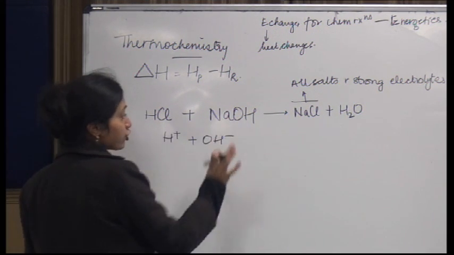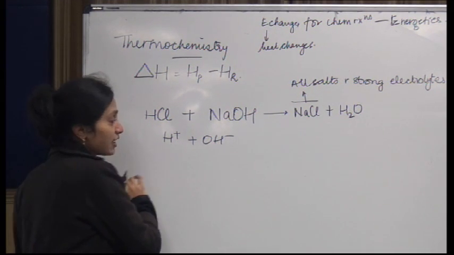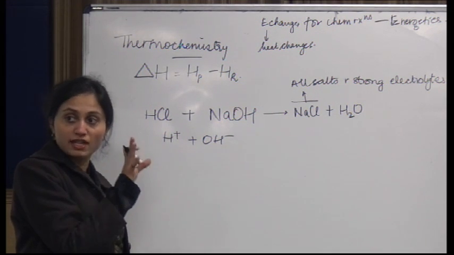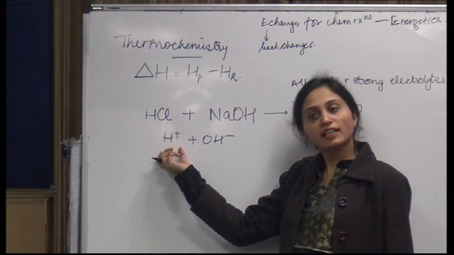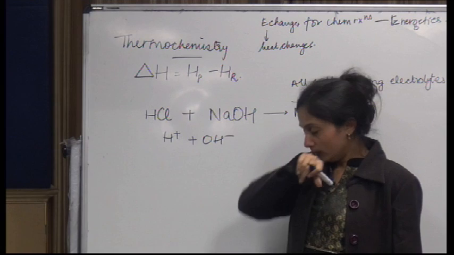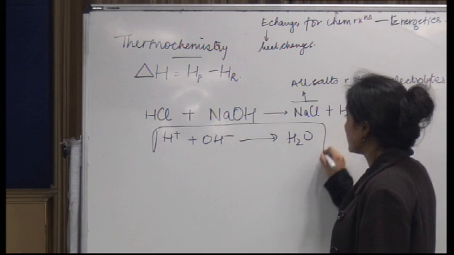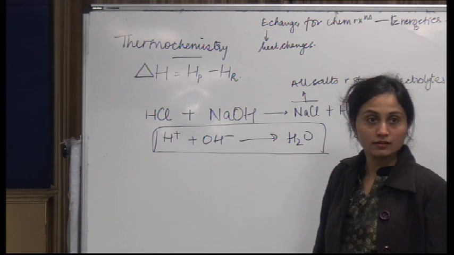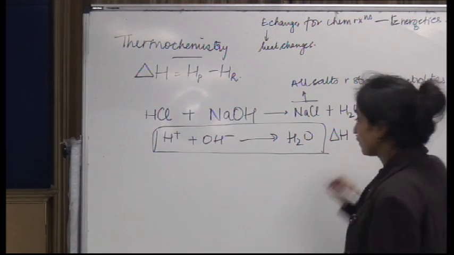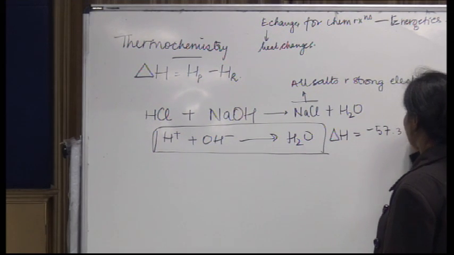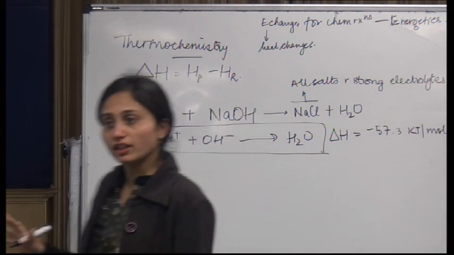But for the strong acids and strong bases, you need to have some prior knowledge. HCl is a strong acid, means it will be in H plus and Cl minus form. NaOH is a strong base, means it will be in Na plus and OH minus form. Now for the heat of neutralization, you will have one mole of H plus getting neutralized by the base. So the main reaction for heat of neutralization is this one. The delta H for this is what I gave you as minus 57.3 kilojoules per mole.